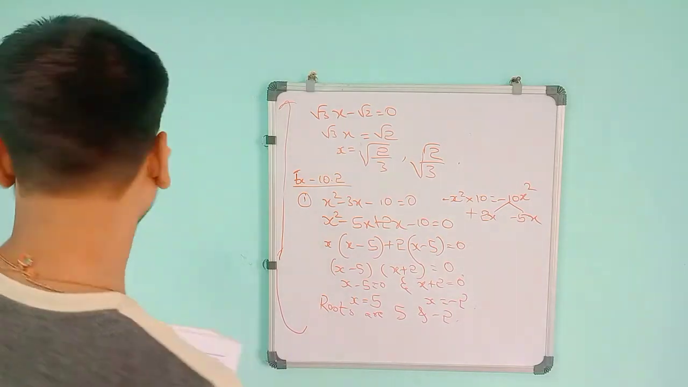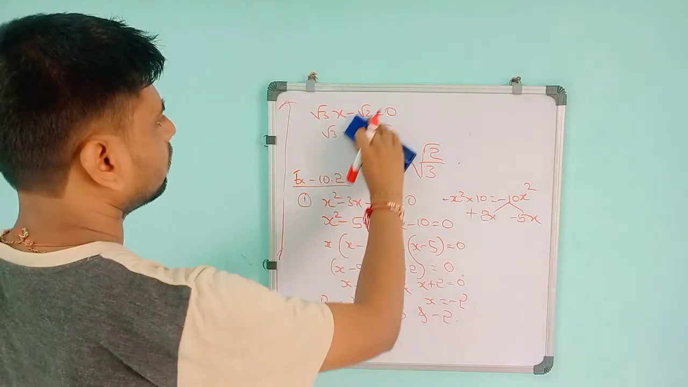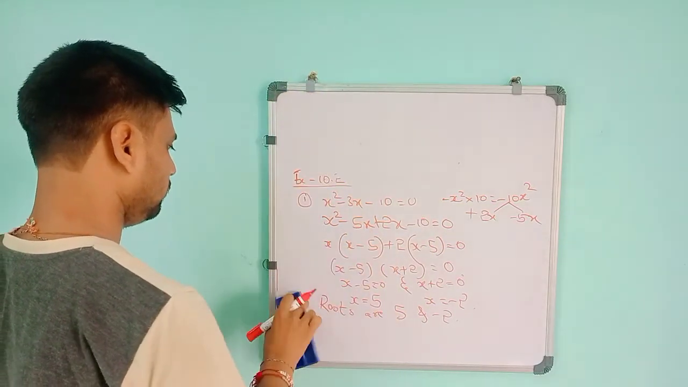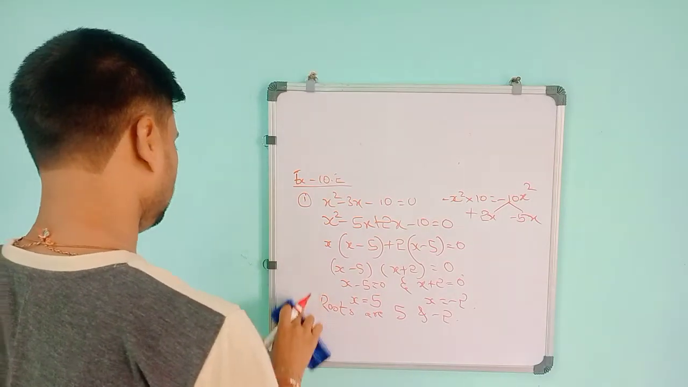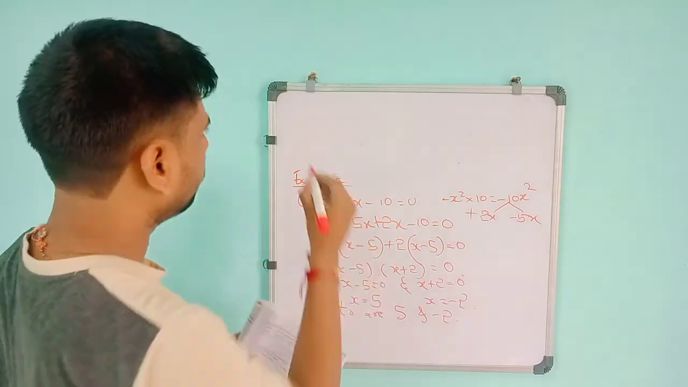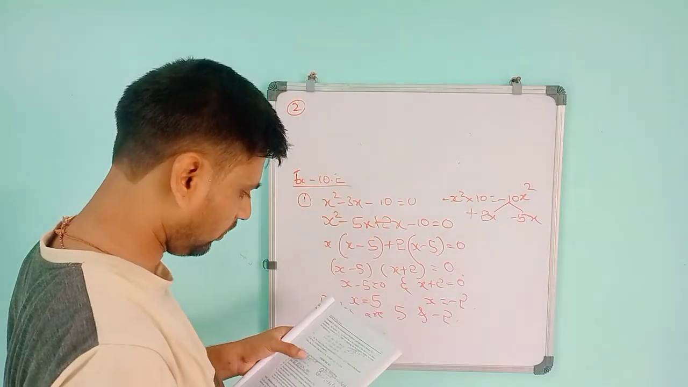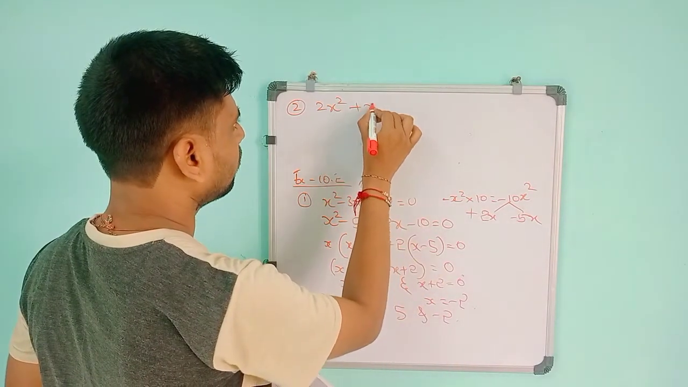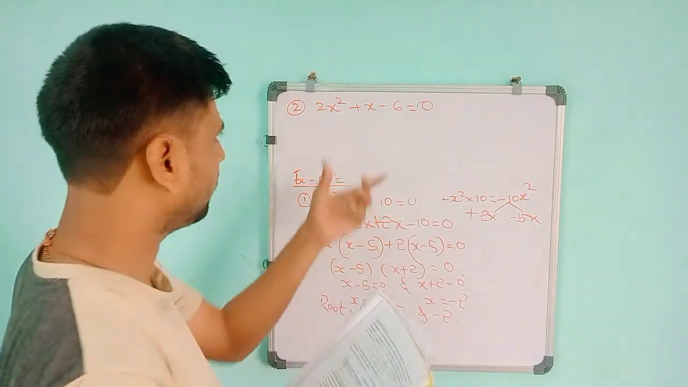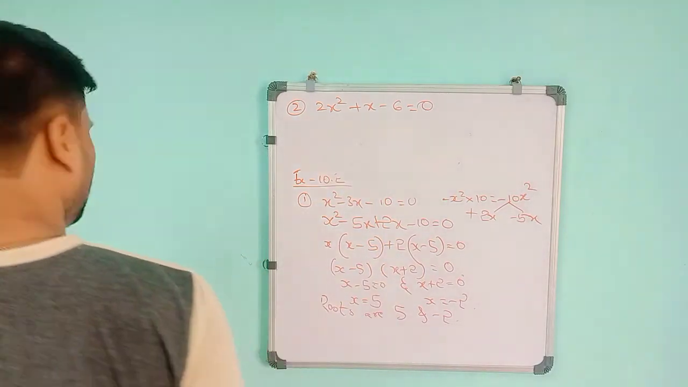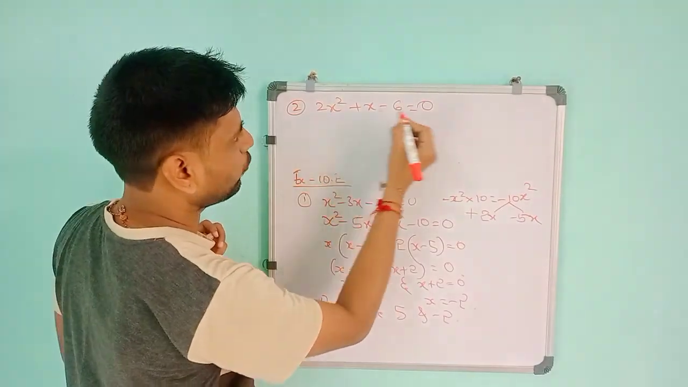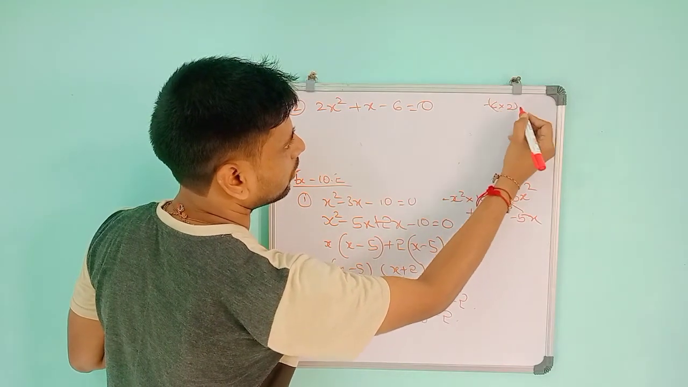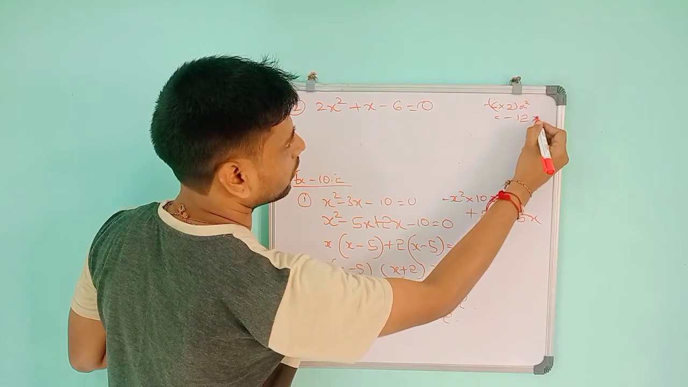The second problem. They have given 2x square plus x minus 6 is equal to 0. So you have to split the middle term in 2x square plus x minus 6. So 6 is there, 2 is there, so 6 into 2, and x square with the minus sign, so it will become minus 12x square.